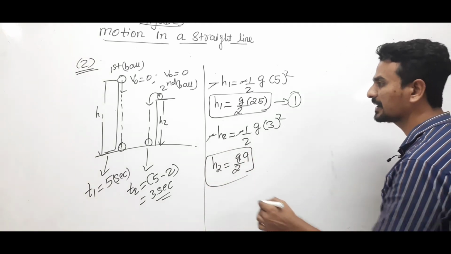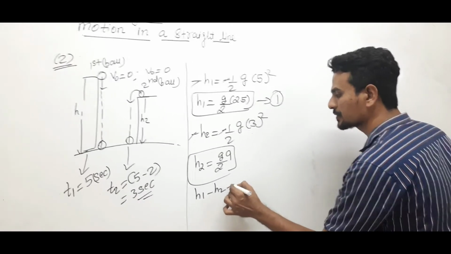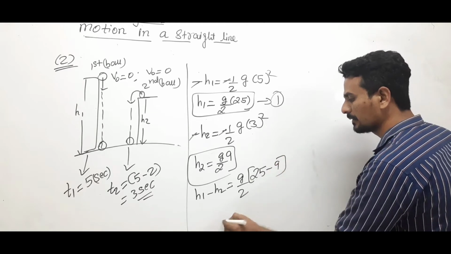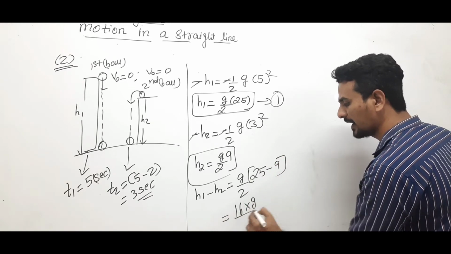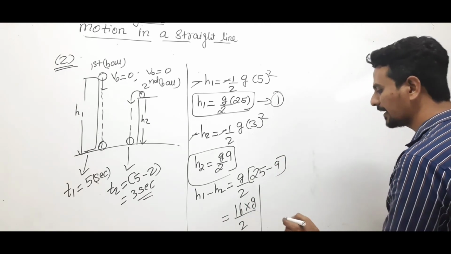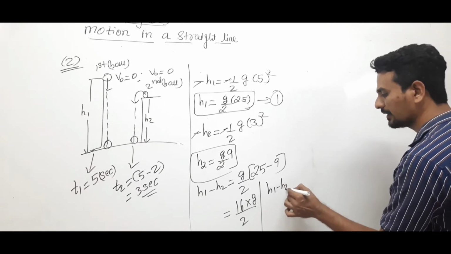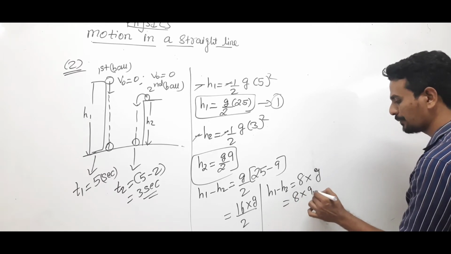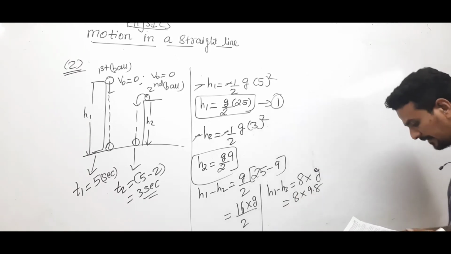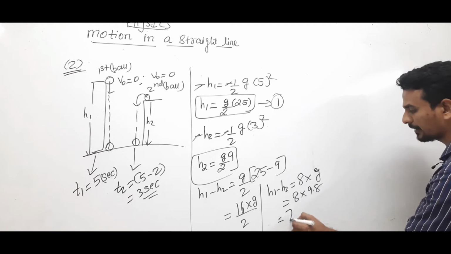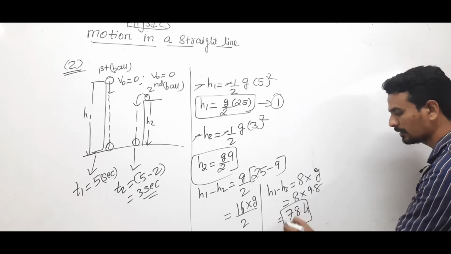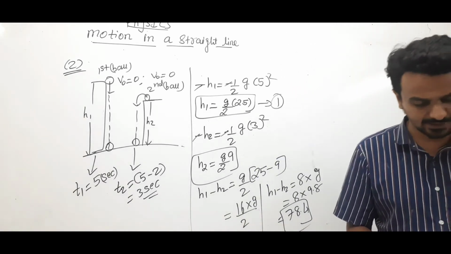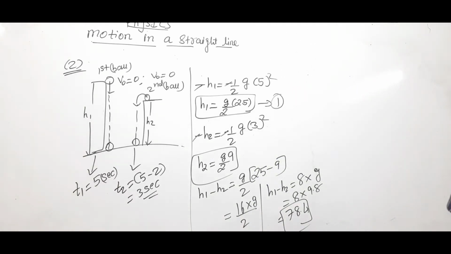We have been told to calculate the difference. h1 minus h2 equals g by 2, which is common, times 25 minus 9. This will be 16 into g by 2, so 8 into g. So h1 minus h2 equals 8 into g. g is given as 9.8. So your answer will be 78.4. This is your answer. Clear? Fine. We'll solve another question.